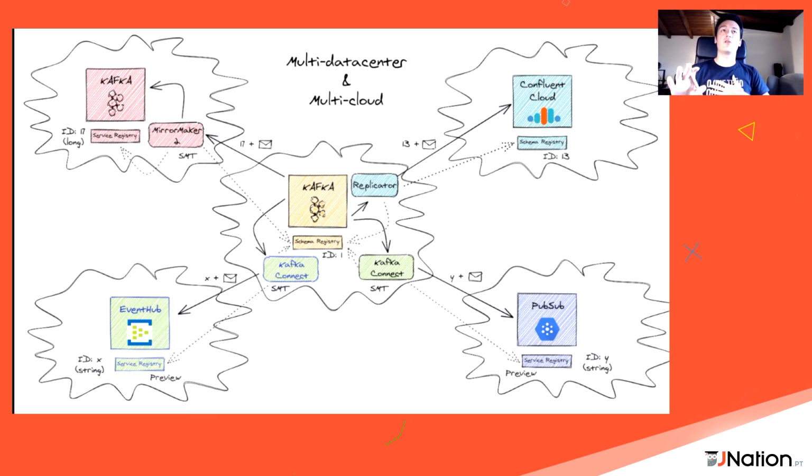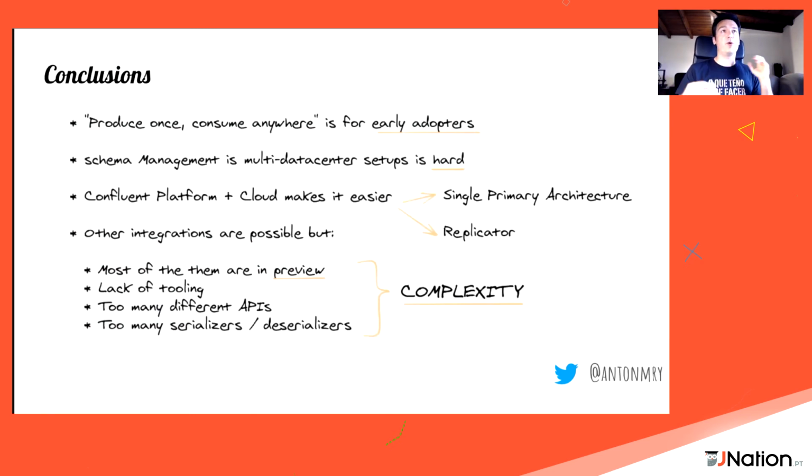So this worked much better for us because it allows us to produce schemas in every cloud, and it only replicates those schemas or translates those schemas when needed. My conclusions: produce once, consume anywhere. It's a great concept. The event mesh, I think, is the way to go to replicate information between clouds. But it's not yet very mature.